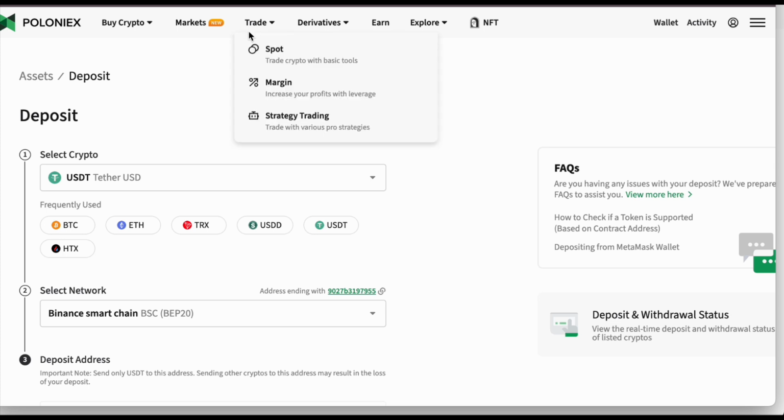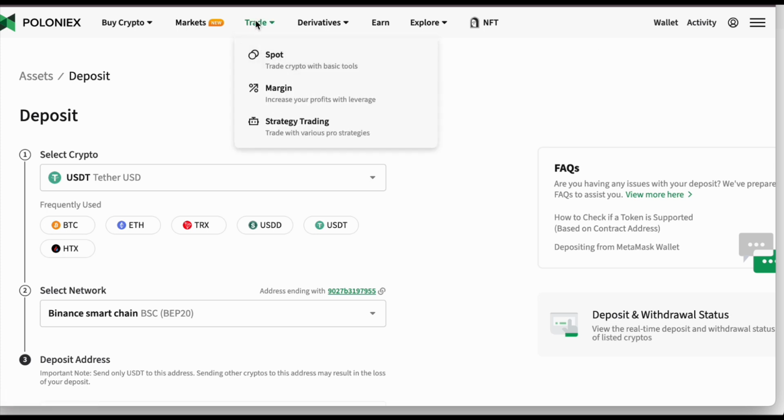So when you receive a stable coin, just come to Poloniex, which has spot trading. Just come under trade and select spot trading.